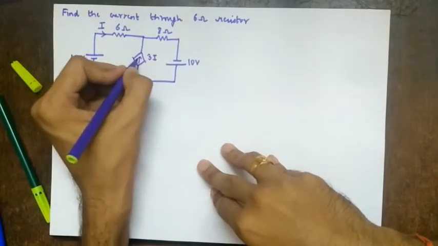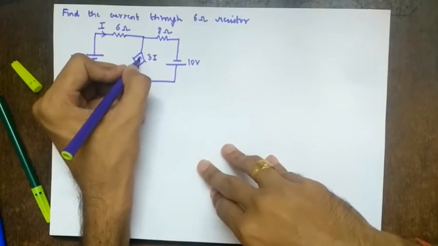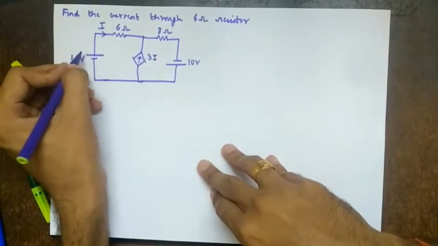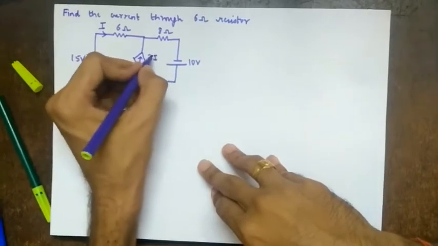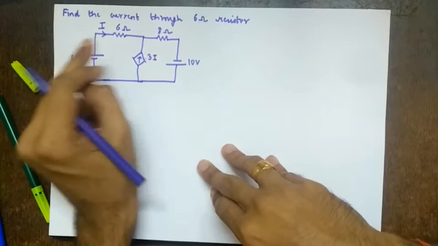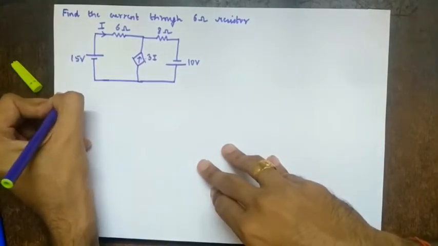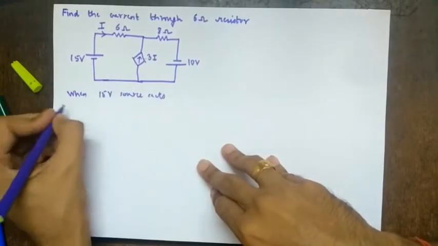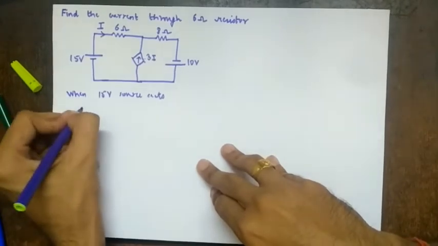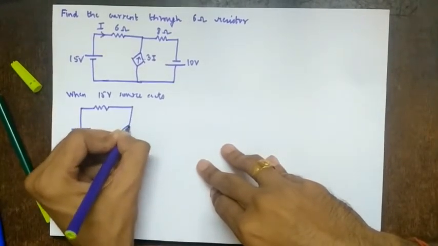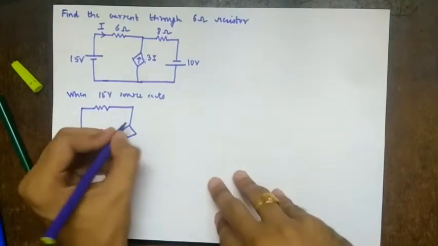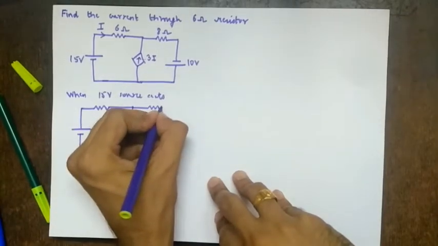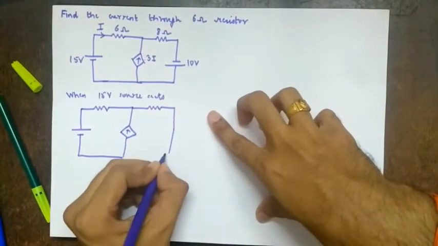And one thing for dependent source, we will not consider it as a separate source, like saying when 3i acting alone, because it cannot supply current on its own. It has to depend on some other independent source. So we have only two steps here: when 15 volt source is acting, and when 10 volt source is acting. So when 15 volt source acts, the dependent source will always be there. This you have to remember. They will neither be shorted nor open, irrespective of voltage or current source. But this is an independent source, so this will be shorted.